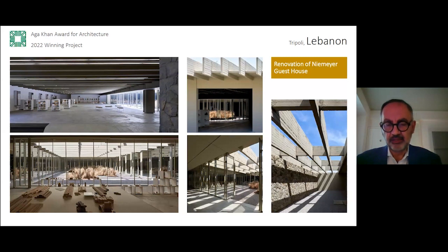And so you can see how buildings can change their uses. We call it adaptive reuse, but it can also be in services, because all of these structures can last for a long, long time. So this is another project which has been awarded this cycle.